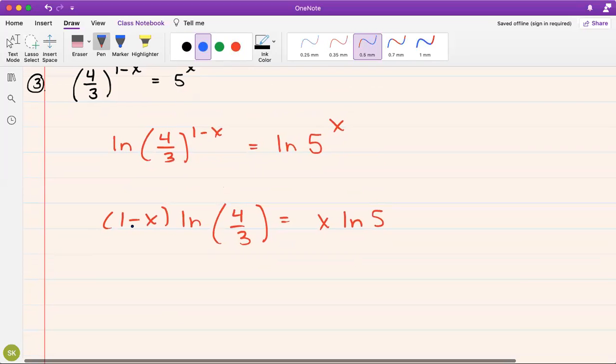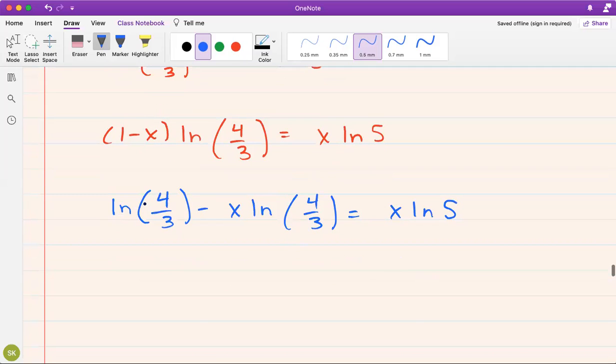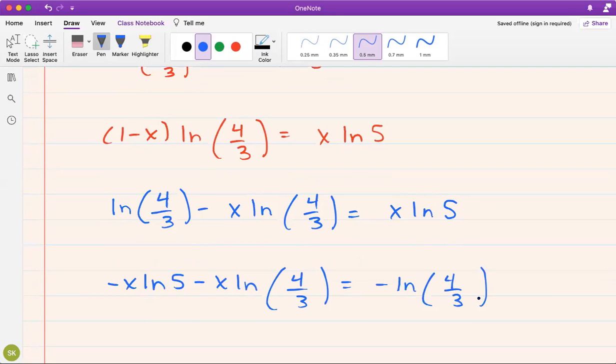Okay, so what I'm going to do is distribute here. So this is the same thing as ln of 4/3 minus x ln of 4/3 is equal to x ln of 5. It doesn't matter which side you move things to, but I usually like the x on the left-hand side. So I'm going to put this over here and move this to the other side. So I get negative x ln 5 minus x ln of 4/3 is equal to negative ln of 4/3. Do you see what I did there?